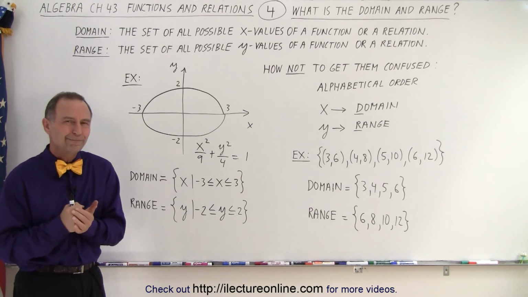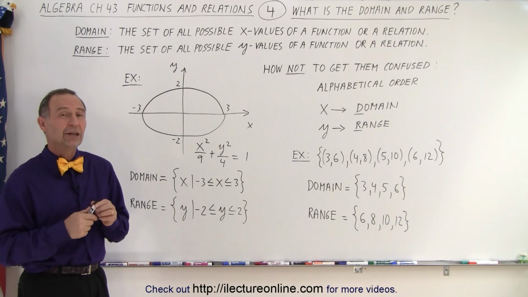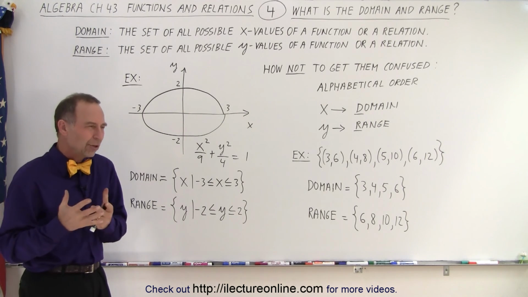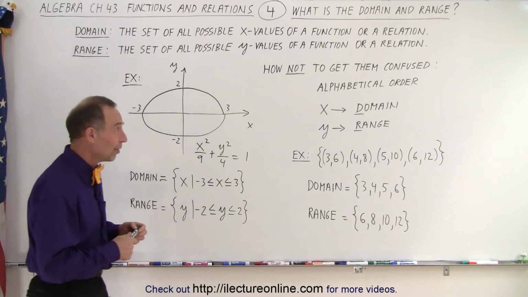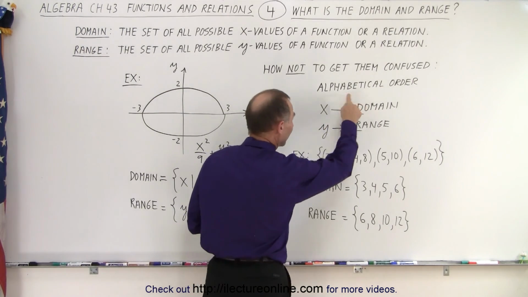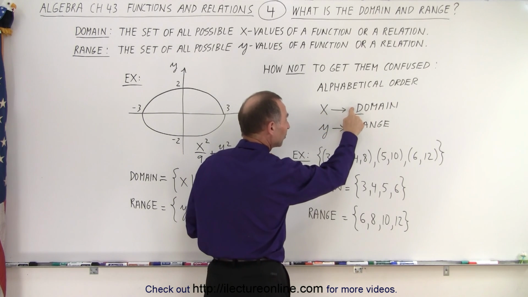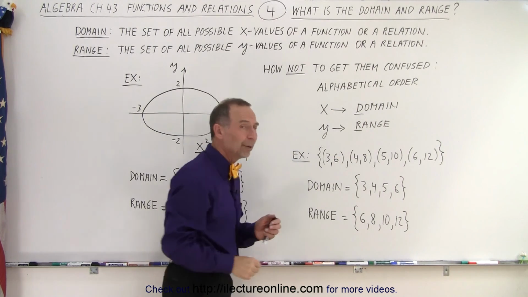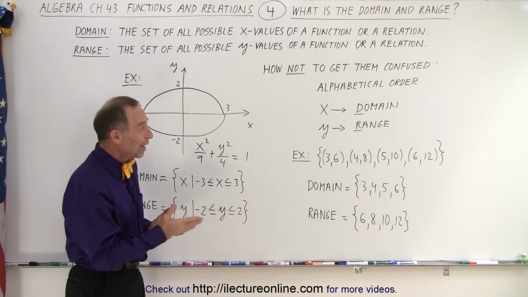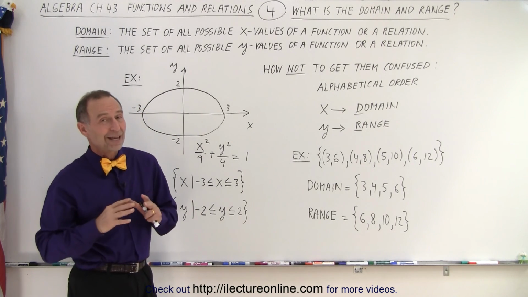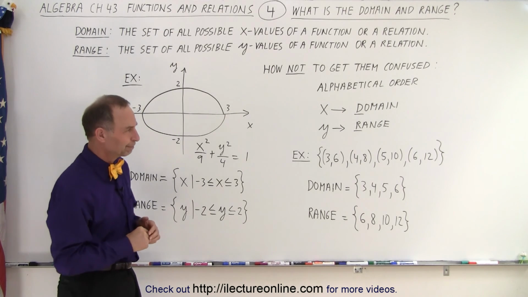Now, how do we keep them separate? How do we understand which is which? Because that's quite often easily confused. What is the range? What is the domain? Does it belong to x? Does it belong to y? Well, the way I dealt with it is as follows. I used the alphabetical order. Since x comes before y in the alphabet, D for domain comes before R for range. And so, domain is associated with x and the range is associated with y. At least that's the way I remembered it when I first started taking algebra in school a long time ago.